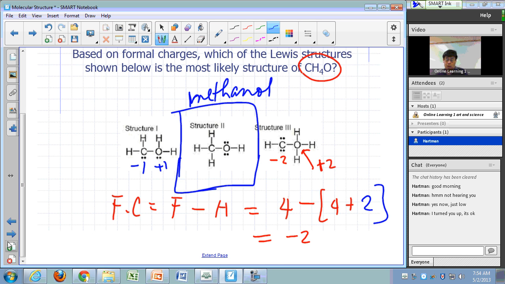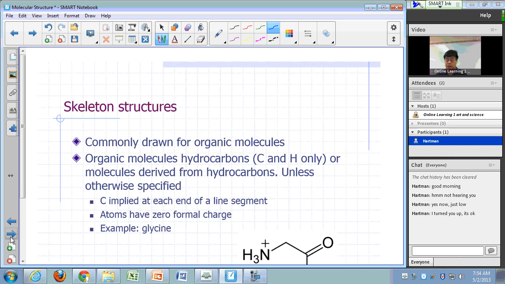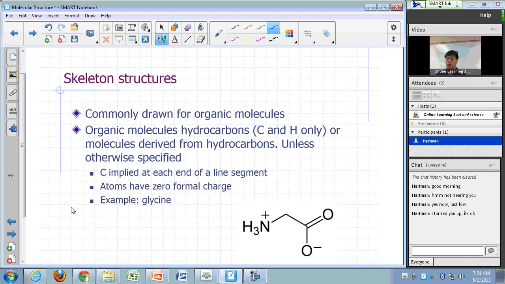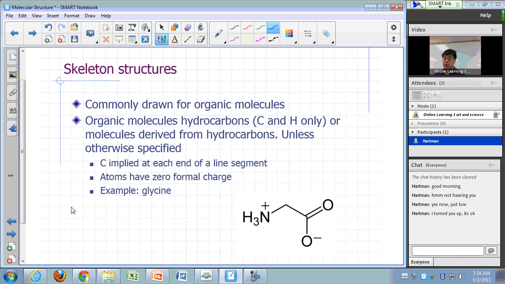All right, so let's just skip a few of the questions. Let's talk about skeleton structures that you might find. I think if you had a printout of the PowerPoint I posted, there was a typo there. I put aspirin as the example, and I changed the structure. So it's actually glycine, the one that you're seeing here.